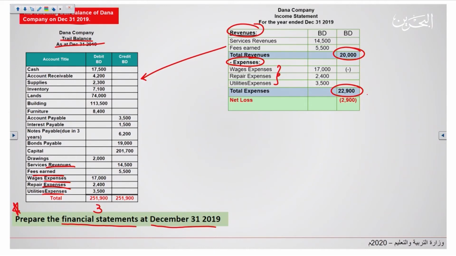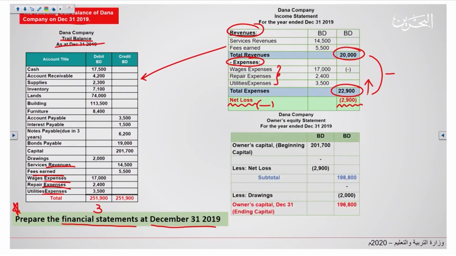As you can see, the total expenses is higher than the total revenues, which means the company is facing a net loss, which means the company is losing money. That's why we calculate these two amounts by subtracting them to get the amount the company is losing, which is 2,900 BD.